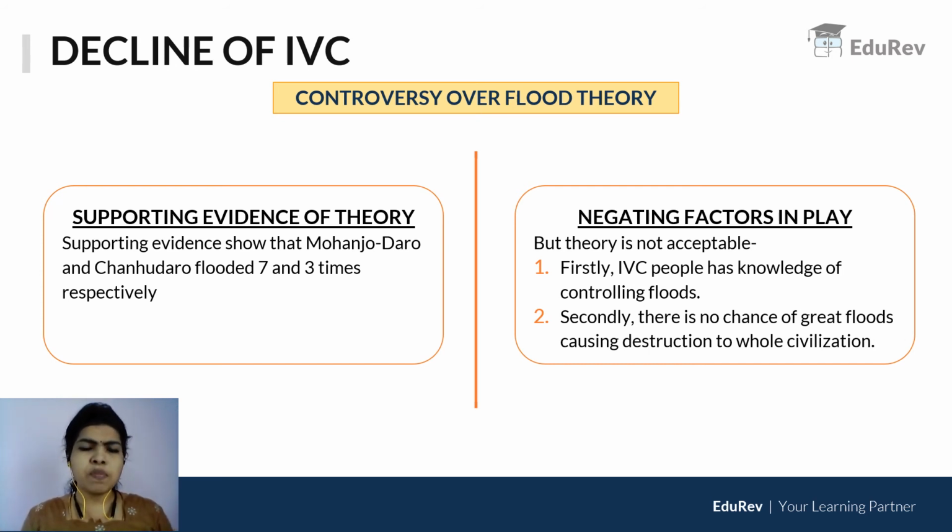The Harappan civilization is actually spread over a very large surface area. Can one flood cause destruction to the whole civilization? Such a big probability is again a question mark. So these are the controversies over the flood theory.